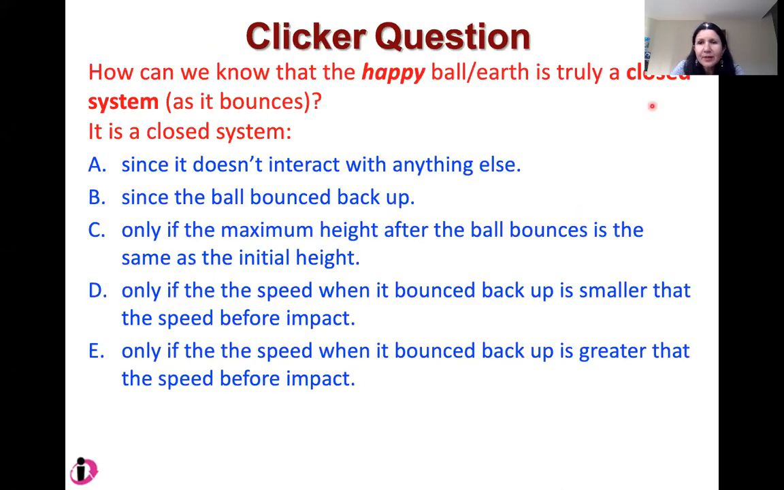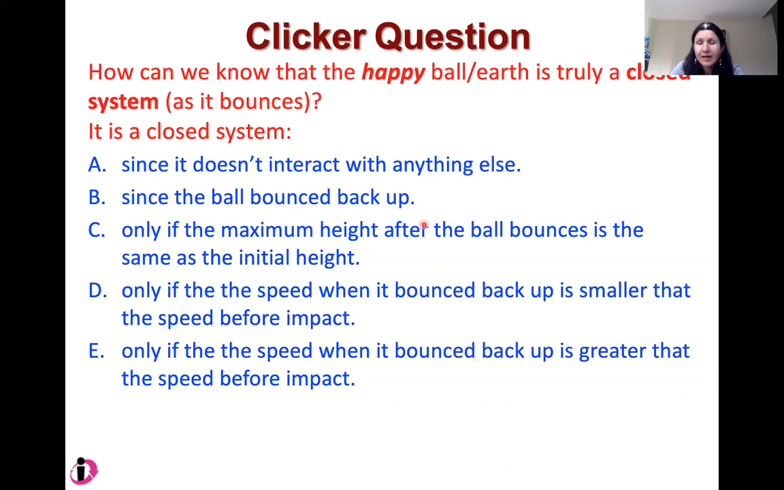All right. So what I want you to think about for this question is, how can we know for sure that the happy ball Earth system is truly a closed system as it bounces back? The question is, did it lose any energy to thermal energies, or is it closed in the sense that it's only mechanical energy that's being transferred? The interaction with the floor is not relevant. So it's a closed system. How can we know that? Because it does not interact with anything else.